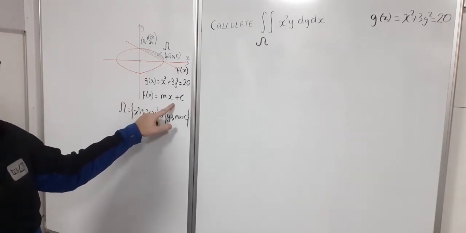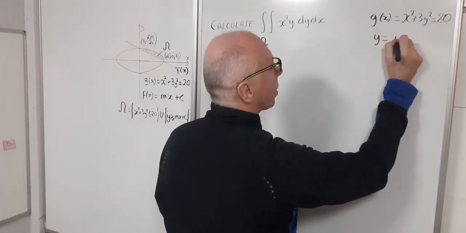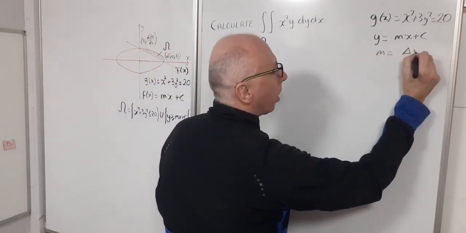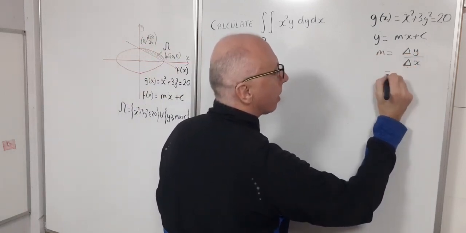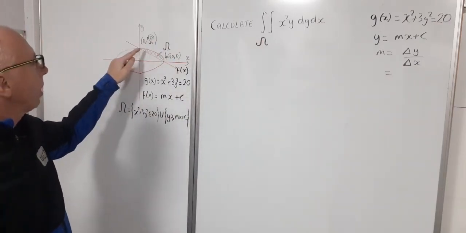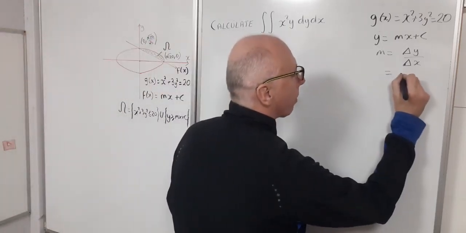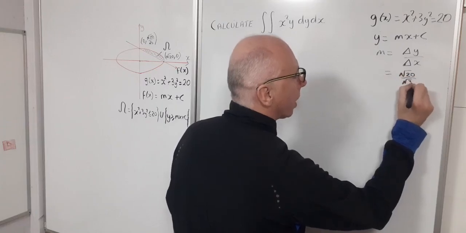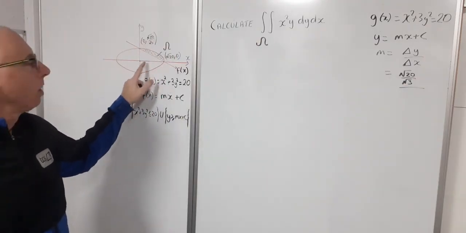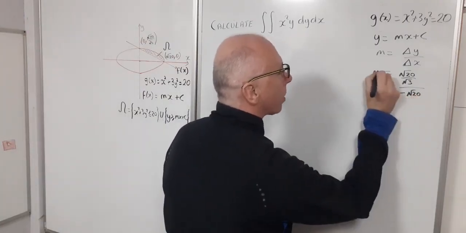Now to find our mx plus c, now we've got 2 points on a straight line, we can do that. So we've got y equals mx plus c. So our m is change in y over change in x. So let's work that out. So change in y, starting from here, it goes from root 20 over root 3 to this point here, which is 0. So root 20 over root 3 minus 0 is just root 20 over root 3. And then our change in x going from here to here, so it's 0 minus root 20. So I'll just write there minus root 20. That will give us our m.